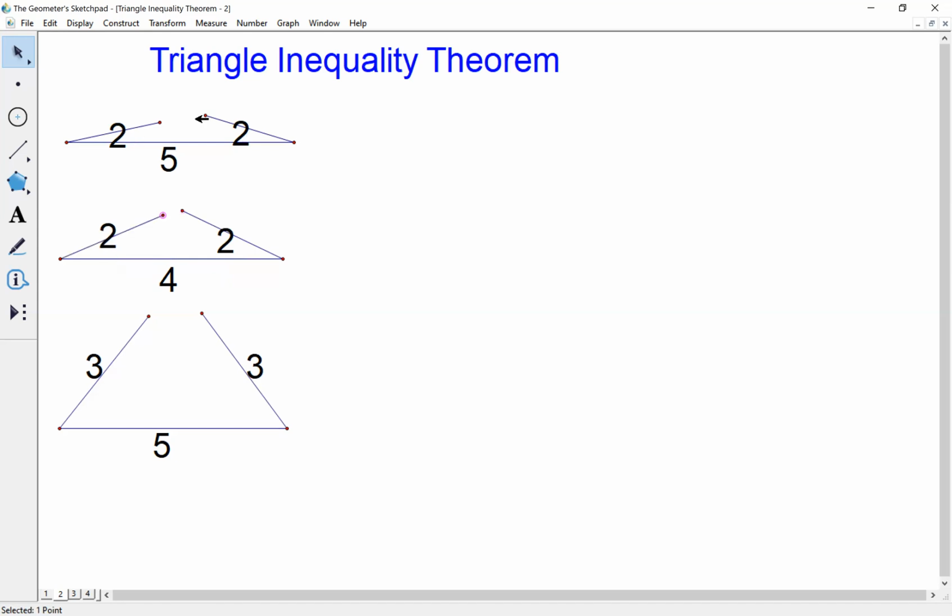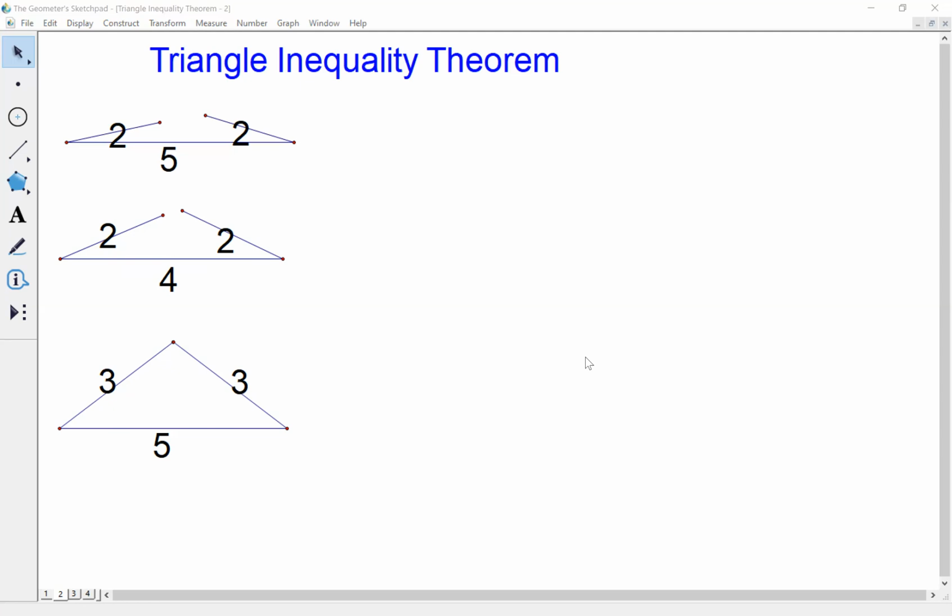We added the two small sides and it was less than the third side. It didn't work. We added the two small sides and it is equal to the big side. It doesn't work either. Now, what if I add the two small sides and it's bigger than the third side? Let's see. I think this one I can make a triangle. It's about there. You guys see it? So the only time it works is when I add the two small sides and it is more than the third side.